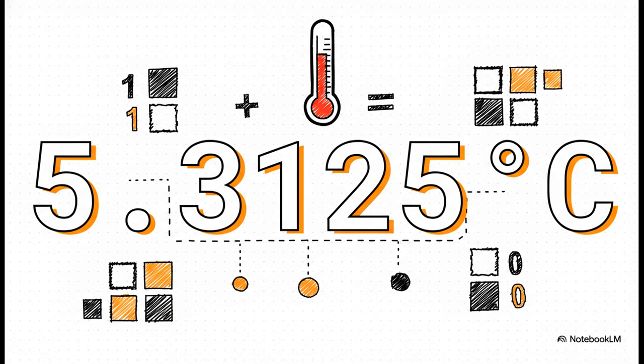01010000, we've got a 1 in the quarter degree spot, which is 0.25, and another one in the 1/16th spot, which is 0.0625. Add those 2 together, you get 0.3125. So we just combine our 2 answers. 5 plus 0.3125 gives us 5.3125 degrees Celsius. And there you have it. We just spoke fluent machine language.